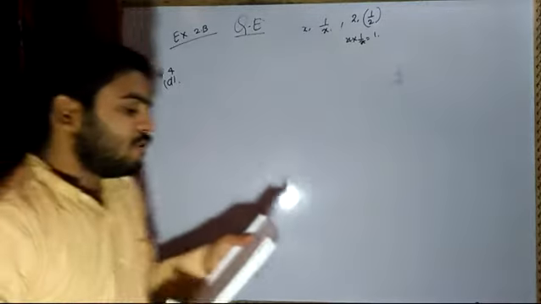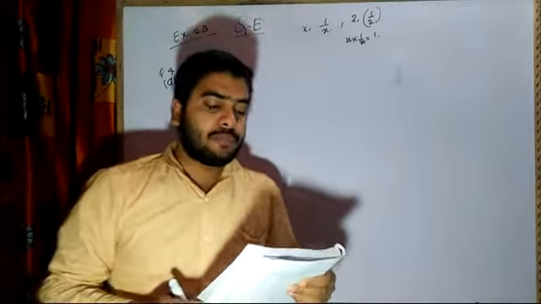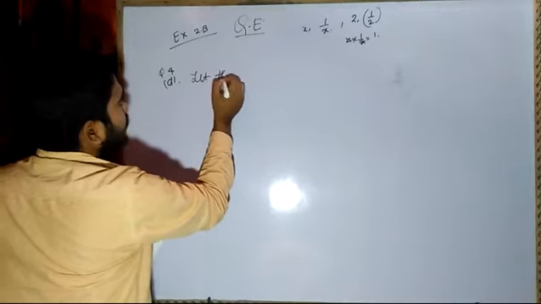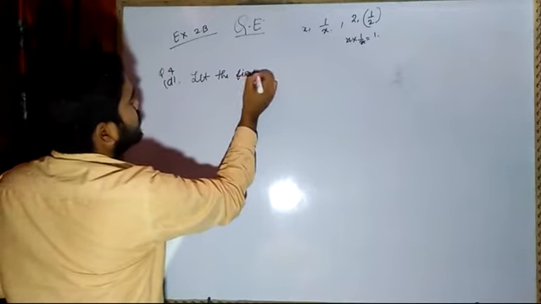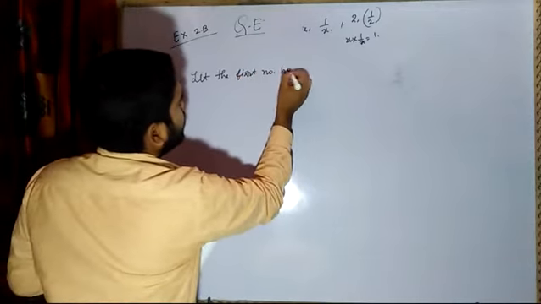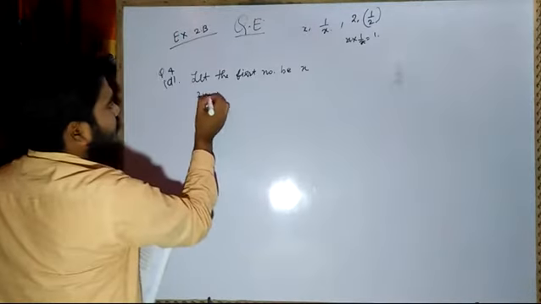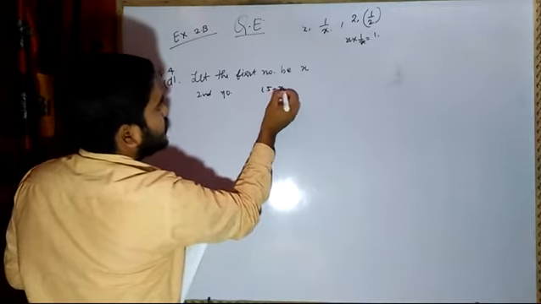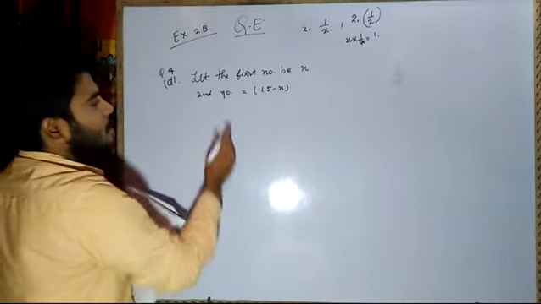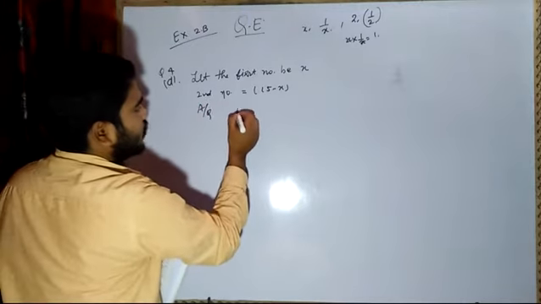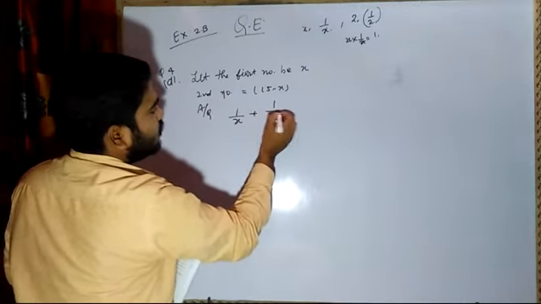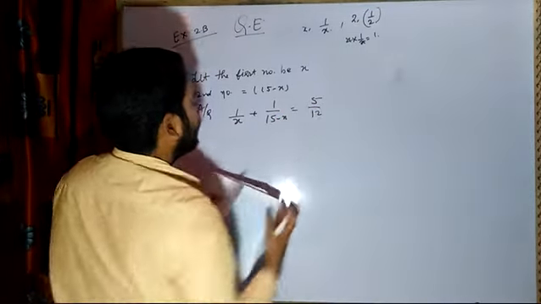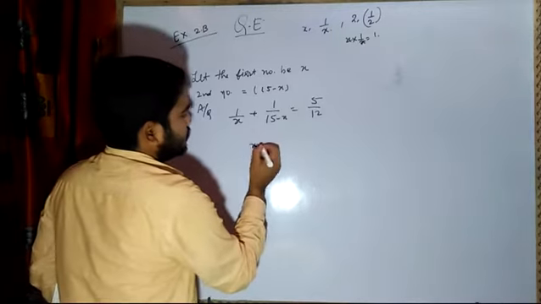So here, divide 15 into two parts whose sum of reciprocals is 5 by 12. Let the first number be x. Then the second number will be equal to 15 minus x. According to the question, their reciprocals 1 by x plus 1 by 15 minus x will be equal to 5 by 12. Now take the LCM.